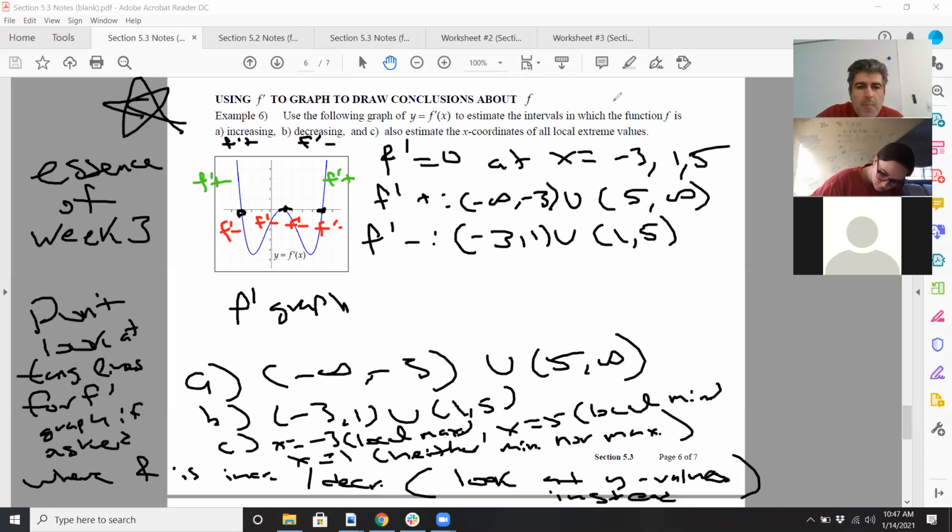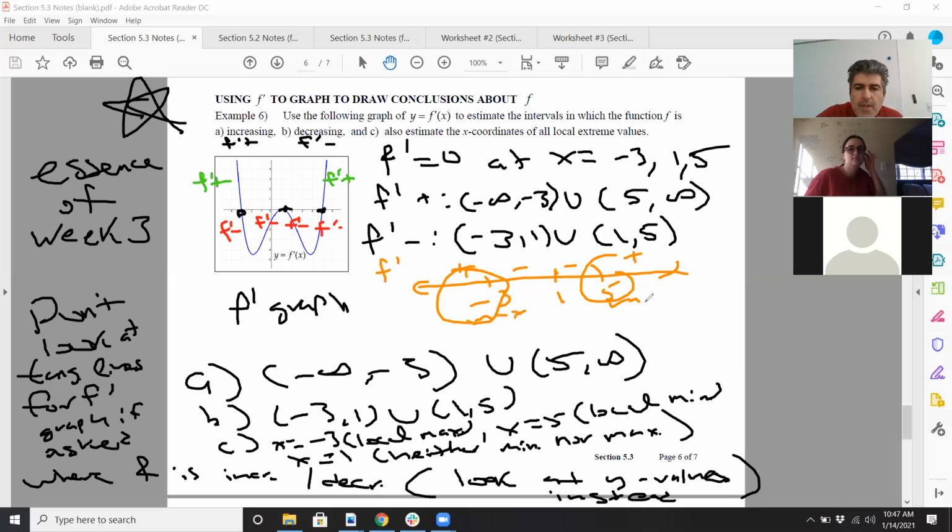Question in chat? I think so. You can do a sign chart. Someone's asking about a sign chart. Sure. Yeah, and really you're just copying what you see in the graph. So there's positive here. There's negative, negative, positive. Yep. That is going to be a max. That is going to be a min, and nothing's happening at 1. It's just stationary.